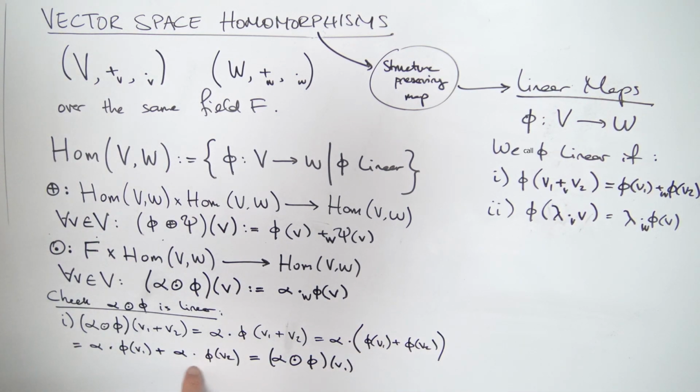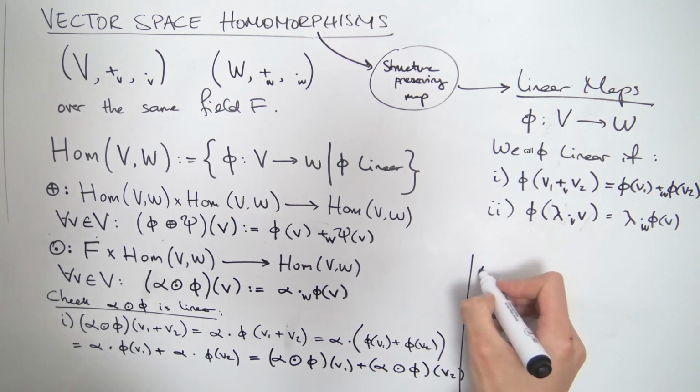Okay, and then very similar for here, we're going to have a plus, we're going to have alpha times this phi, and this whole thing acts on V2. And thus alpha circle times phi satisfies the first condition for linearity, because you can kind of break it up across this addition over here.